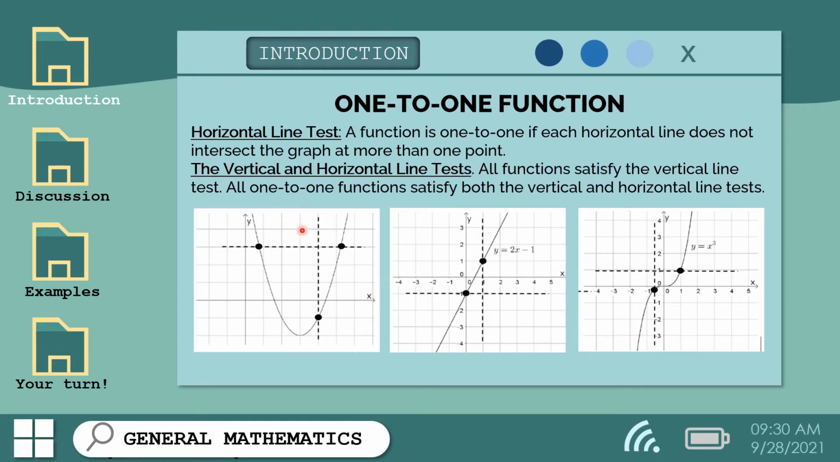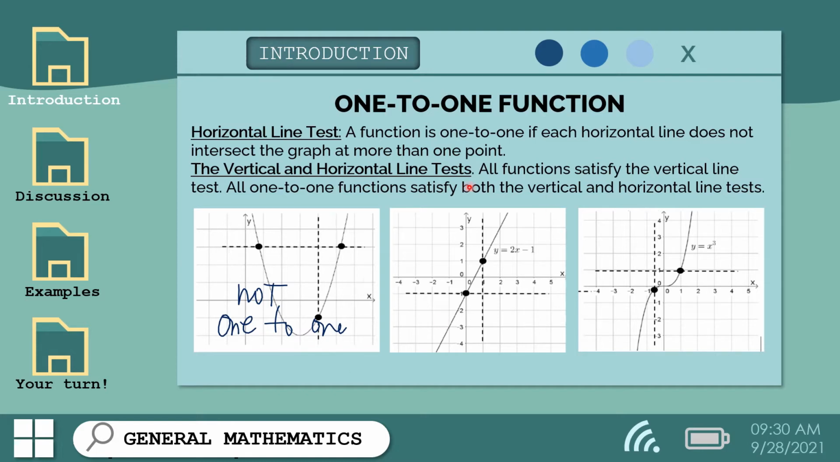But, ito po ba ay 1-to-1? Kailangan po niya masatisfy naman yung horizontal line test. And so, kung mag-i-imagine tayo ng infinite horizontal line that will pass through yung ating graph, makikita ninyo dyan na merong horizontal line that will intersect yung graph natin at 2 points. So, that is more than 1 point. So, ibig sabihin, hindi niya na po nasatisfy yung horizontal line test. Ibig sabihin, itong graph na to is not a 1-to-1 function. Next naman po.